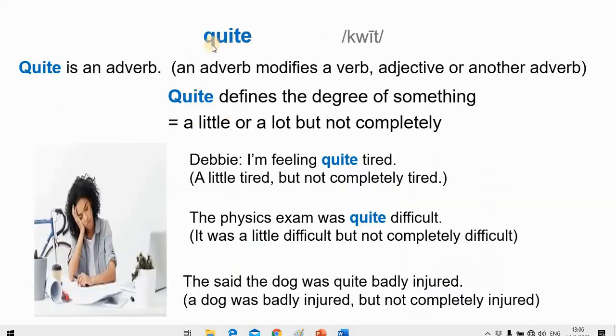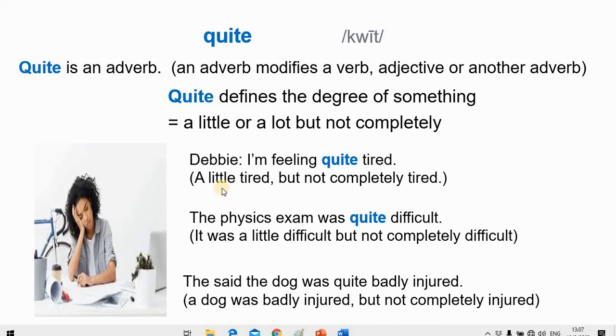Next, we have quite. So quite is an adverb. So remember, an adverb modifies a verb, adjective, or another adverb. And the meaning is, well, quite defines the degree of something, and that means a little or a lot, but not completely. So it's a little of something, and sometimes it can mean a lot of something, but not completely.